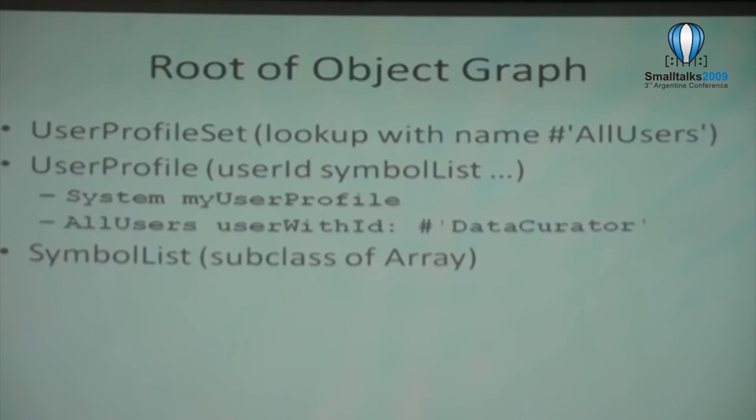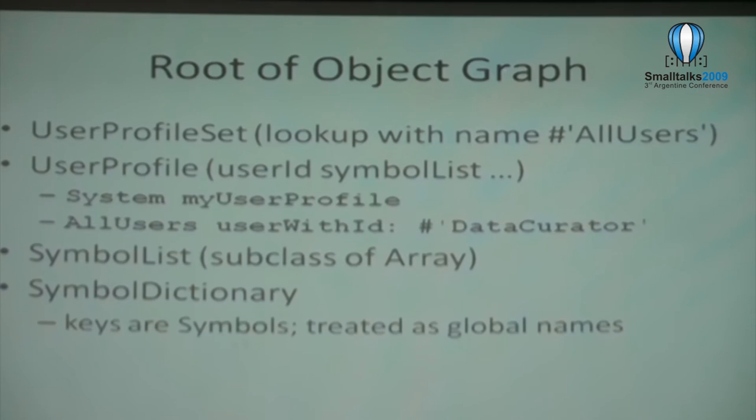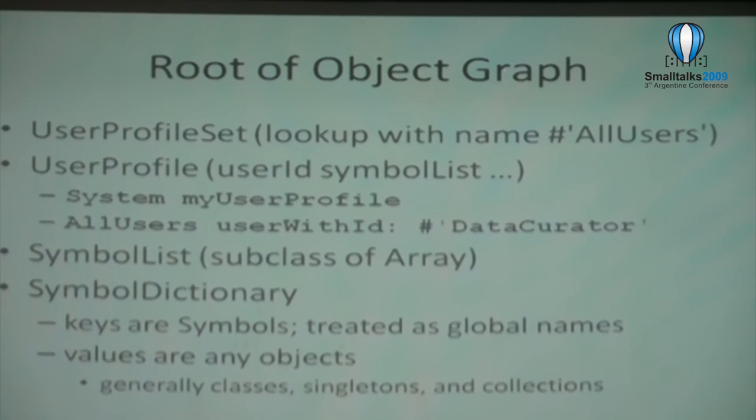Each user has a symbol list, which is a subclass of array, and the symbol list is made up of a collection of symbol dictionaries. And those symbol dictionaries have keys and values. The keys are symbols, global names, and the values are any object. Typically, they are classes. So again, how do you reference classes? Well, they need to be referenced through a symbol dictionary, which needs to be part of a symbol list, which needs to be in a user profile, which needs to be in the user profile set.